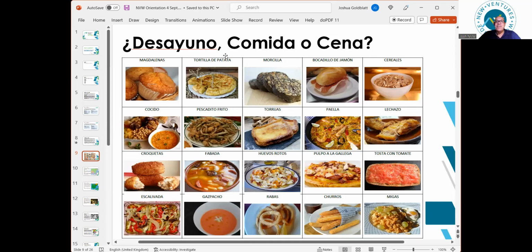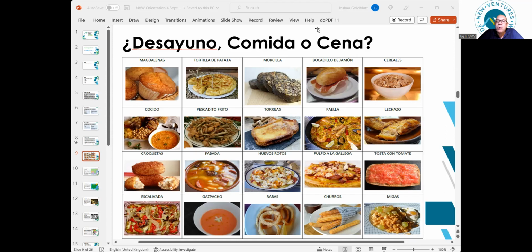Okay, write down desayuno, which is breakfast, comida, which is lunch, or cena, which is the evening meal. Which do you think it is? Write in the chat box then. If they offered you a Magdalena, would it be desayuno, comida, or cena? Write it in the chat box, please, as quickly as you can. Enrique says cena. Sara says desayuno. Correct. It's the desayuno. Absolutely.